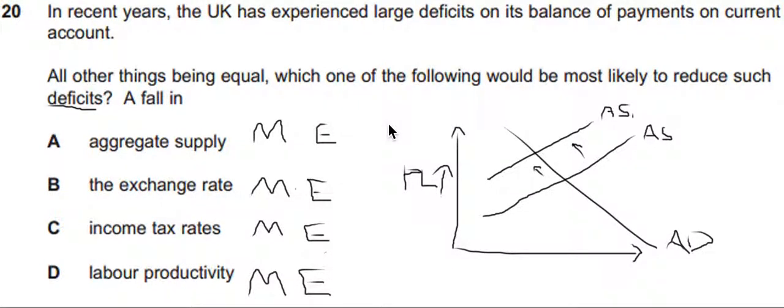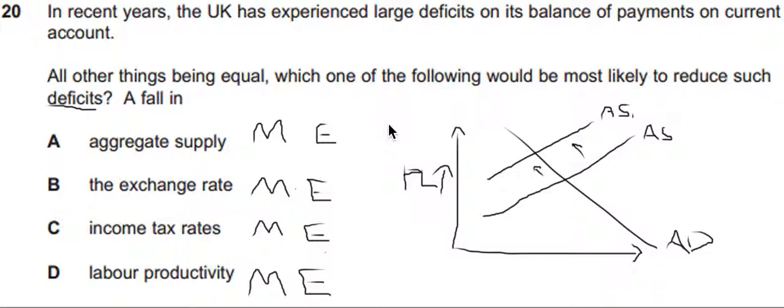Question 20 of June 2013. In recent years, the UK has experienced large deficits on its balance of payments on the current account. So what this means is our exports have been a lot less than imports in recent years. All things being equal, which one of the following would be most likely to reduce such deficits? A fall in... and then our four answers.